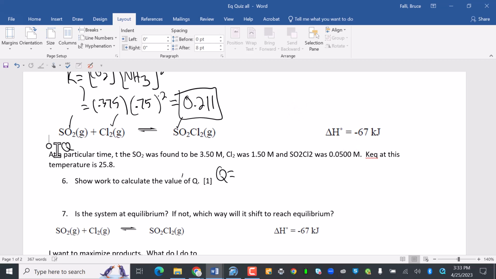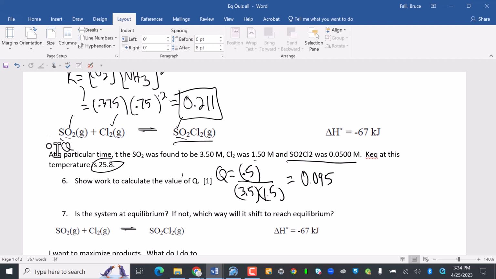So Q is products over reactants. So SO2Cl2, 0.5. No coefficients: 1 S, 1 S, 2 O's, 2 O's. Good, it's balanced. So products over reactants. SO2 was 3.5, and Cl2 was 1.5. 0.5 divided by 3.5 times 1.5 is 0.095.